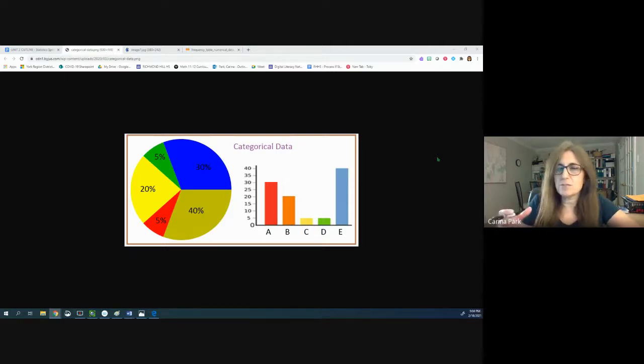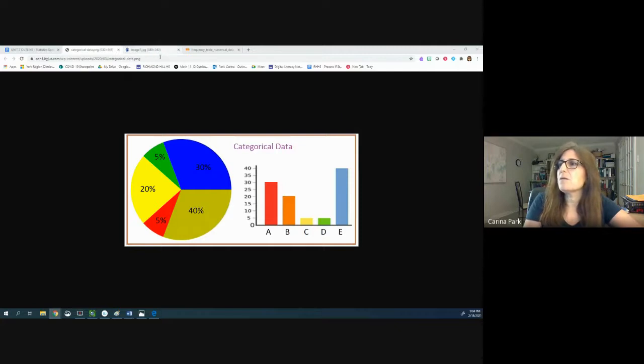The other thing we can do is we can make a pie graph, and Google Sheets will make pie graphs for you as well as bar graphs. So you can see that the pie is divided into sectors, and the size of the sector depends on the height of the bar. It depends on the frequency. So the more times something occurs, the bigger the sector on the pie graph. Okay, so that's categorical data.